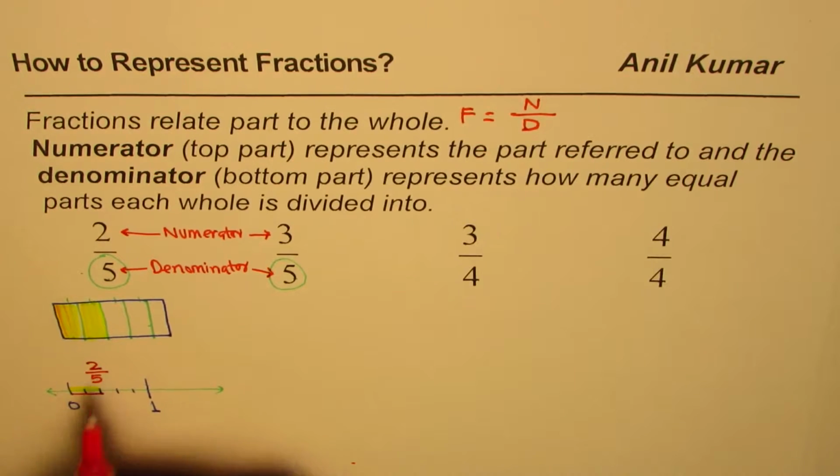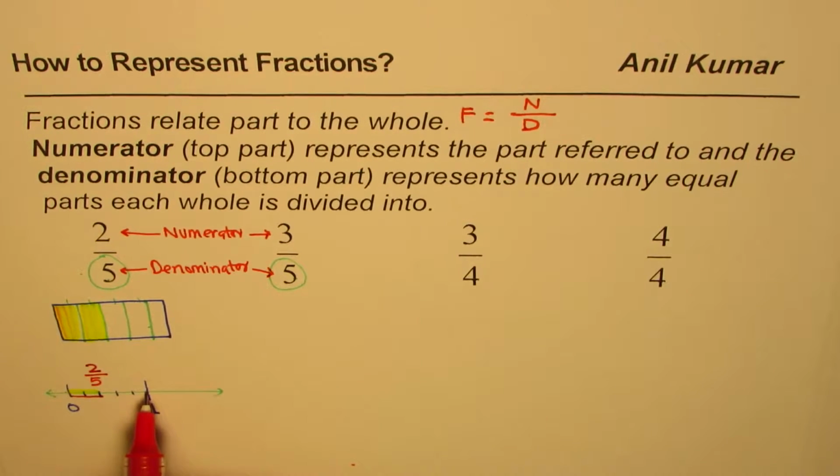You get an idea. So one whole is that much. The whole is divided into 5 parts. Since 5 is in the denominator, and we select 2 out of them, first, second, right? So that much distance is 2/5 of the whole. That is what it means. Okay, so that is one way of representing the fractions.